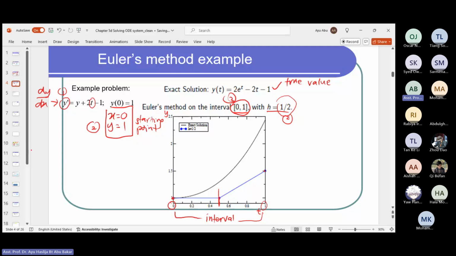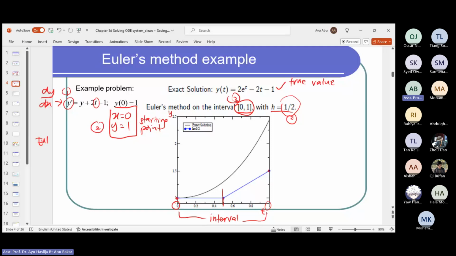Now, we know that from Euler's equation, y(i+1) equals y(i) plus f(x,y) multiplied by h. Remember, this one is dy/dx, not the original function.